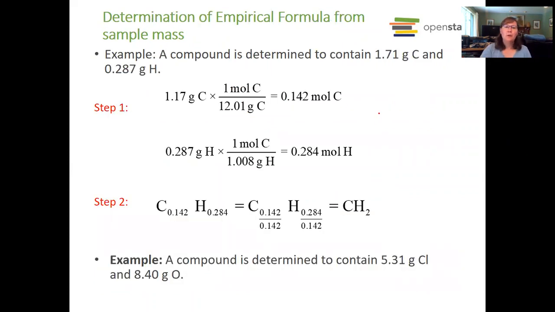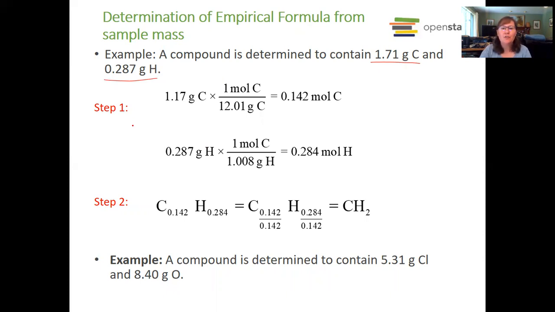Okay, so what do we have? It says a compound is determined. First of all, there's a couple of different things here. One of these is what you're seeing right now, and that is determining empirical formula from sample mass. Here we have a compound, an unknown, and in this unknown, you can see that we have 1.71 grams of carbon and 0.287 grams of hydrogen.